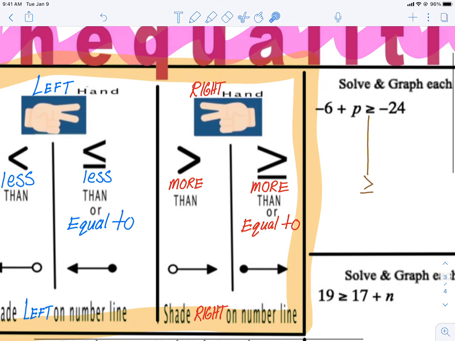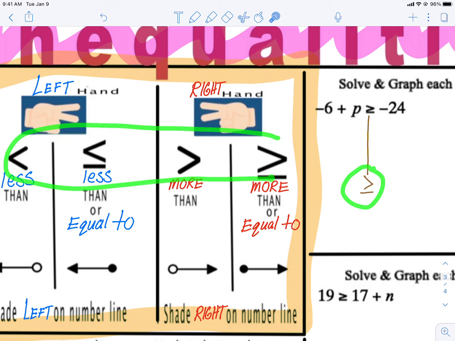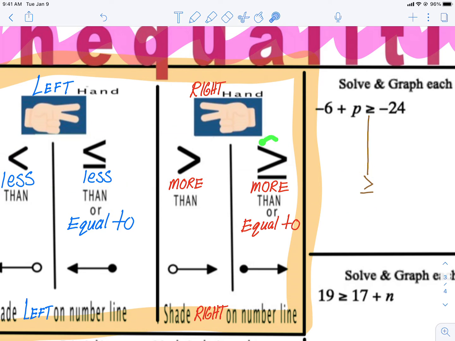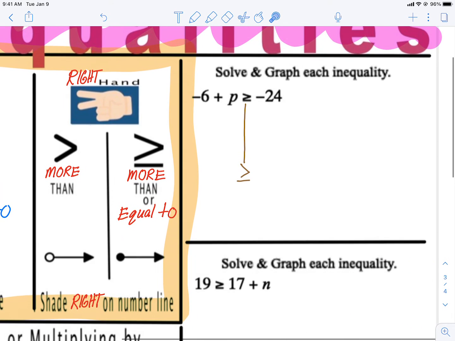What does this one look like? Which one of these four does this one look like? Like this one, right? So this is more than or equal to.